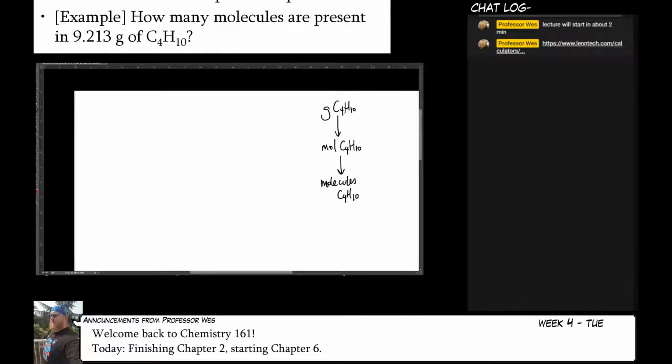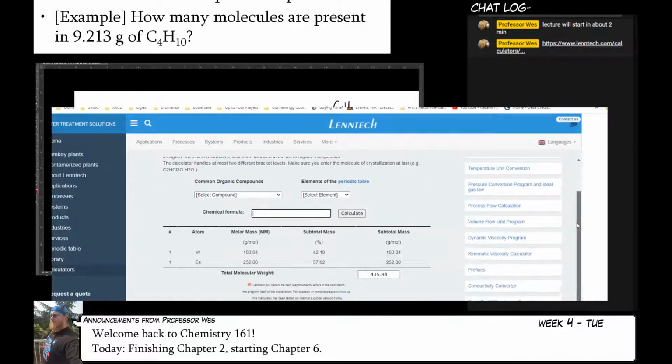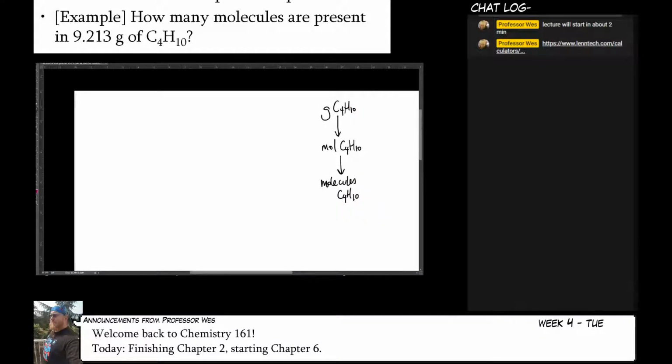We need to get to Lentech. That's the wrong window. There's the right window. So we'll go like this. And hopefully it's on the screen somewhat. I could just scroll this down. All right. So we're going to type in C4H10 and hit enter. And it tells us that in 1 mole of C4H10, there are 58.12 grams of C4H10. So we'll write that down in purple here.